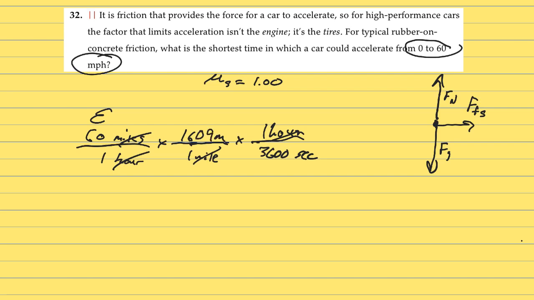1609 meters. All right, so we have meters per second as our unit. And let me grab my calculator. 60 times 1609, and then divide by 3600, and I get 26.8 meters per second. So we got rid of miles per hour. All right, let's go to some of the forces now.